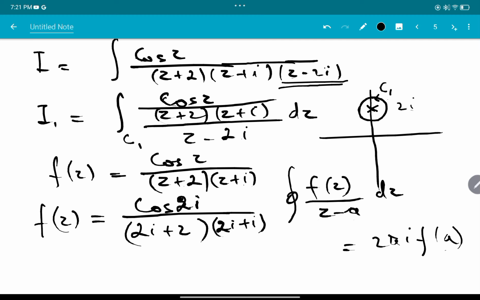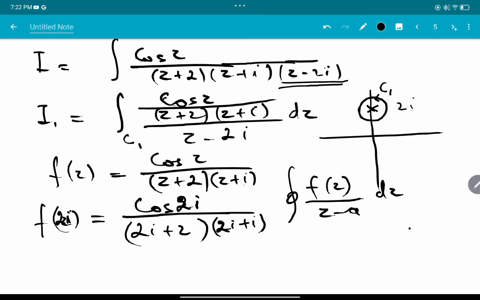I'm a little bothered by this cos 2i alone. Does it mean this cos 2i is basically a number? Okay, let's leave it for some time, till I come back to this. This is one of the integrals. I have evaluated the value of f(z) at a, at 2i.